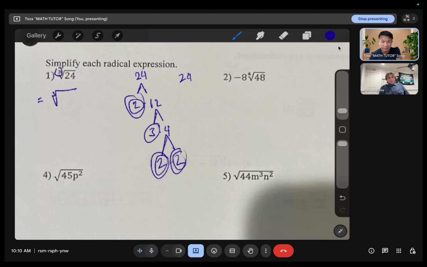The root number tells you how to bring it out. So you have to bring out every 3 one time. So it's like a 2 out here. But you don't have anything left, therefore you keep it inside. So here's your final answer.